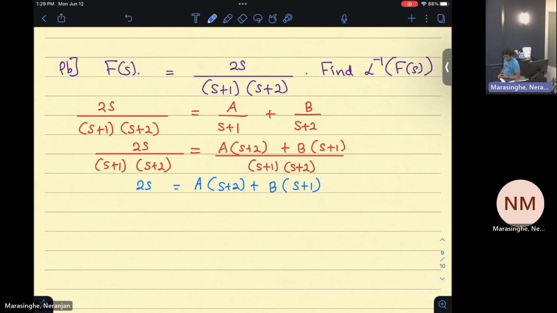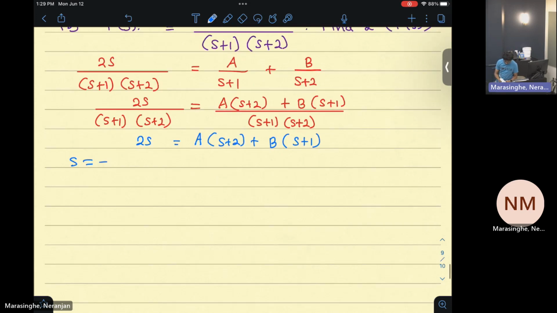Right. So this is an identity. So I can put any value for s, right? There are two values that I can substitute for s and get the values of A and B. What are those two values? Yeah, -1 and -2. So I would put s equal to -1. Then I would get 2 times -1 is equal to A times (-1 plus 2) plus B times 0. So I would get A equals -2.